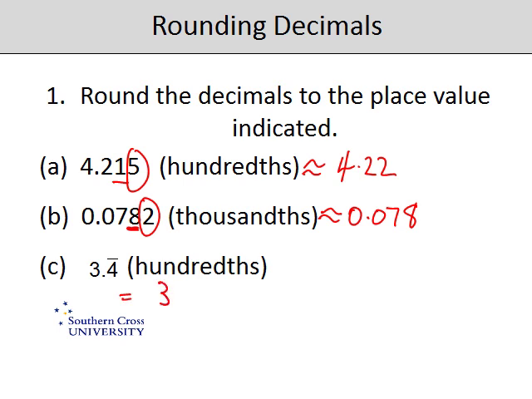With the next question, 3.4 recurring to the nearest hundredth, it would be helpful to write this out as an expanded decimal, which is 3.4444 recurring, as long as that's enough to get us the answer that we're after. To the nearest hundredth, we have a 4 in the hundredth. Obviously, we have a 4 to the right. It will stay the same, it won't round up, so it's approximately 3.44.